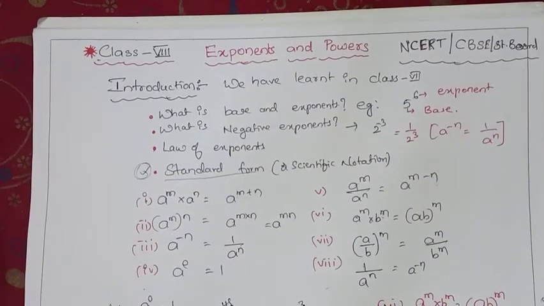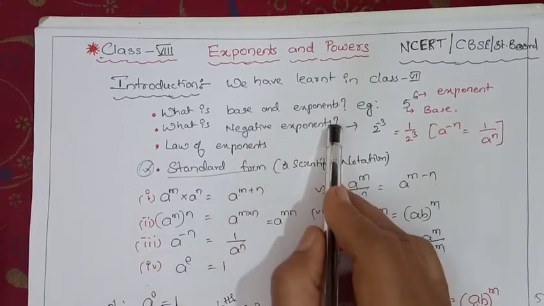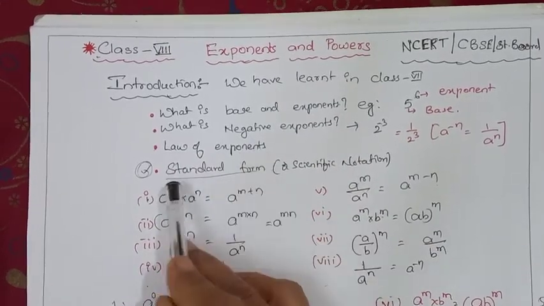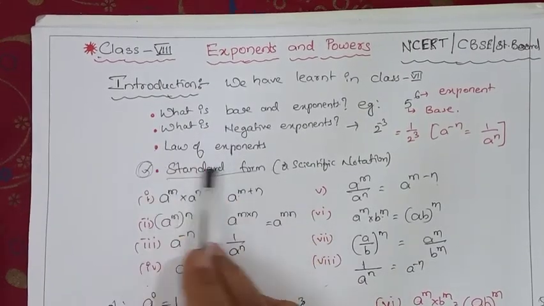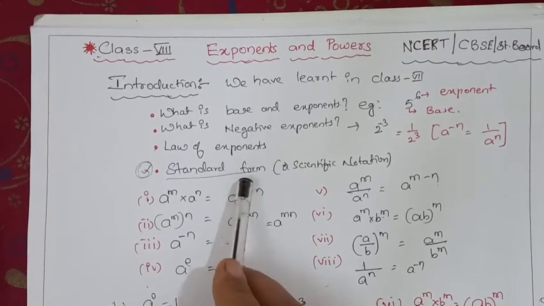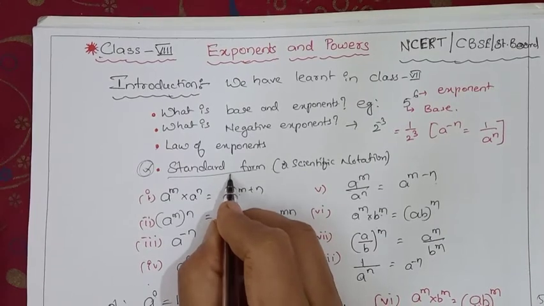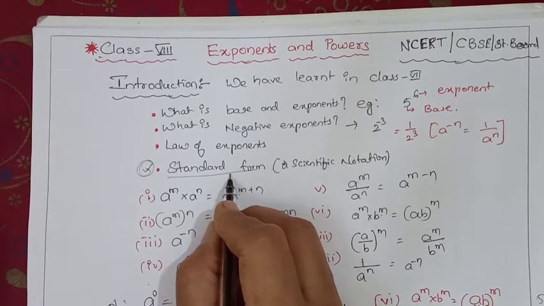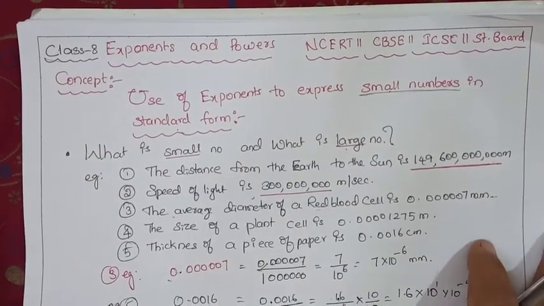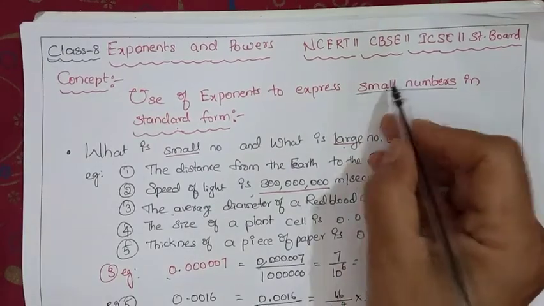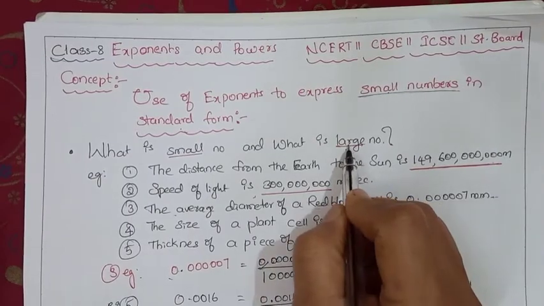In which I explained four topics: what is base and exponent, what are negative exponents, laws of exponents, and standard form. In these four I explained the first three, but only the fourth one, standard form, we are going to discuss again in detail. Standard form we discussed in class 7 for larger numbers. Now in this class we are going to discuss converting smaller numbers into standard form. First of all, we will discuss what is a small number and what is a large number.